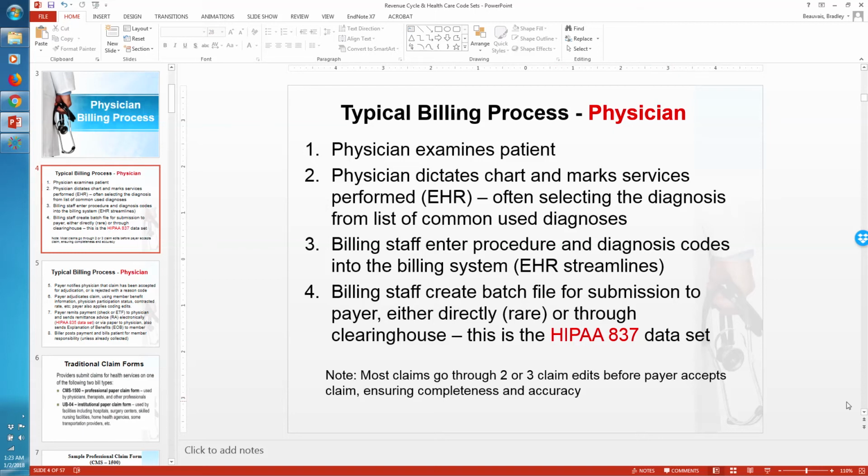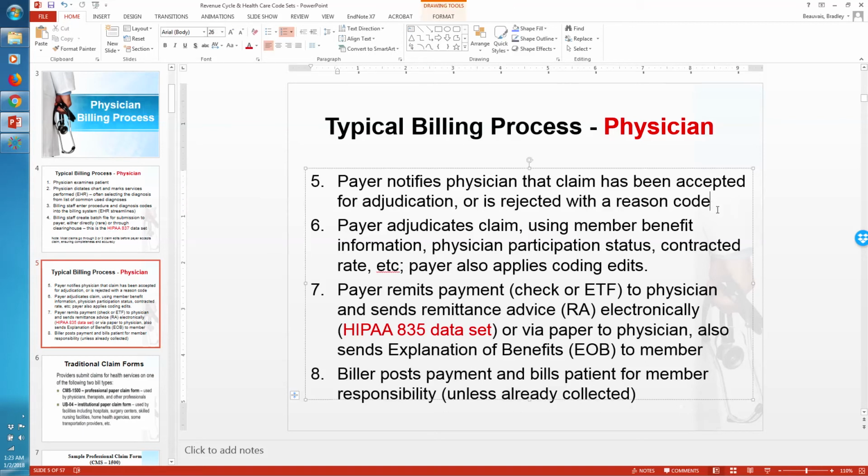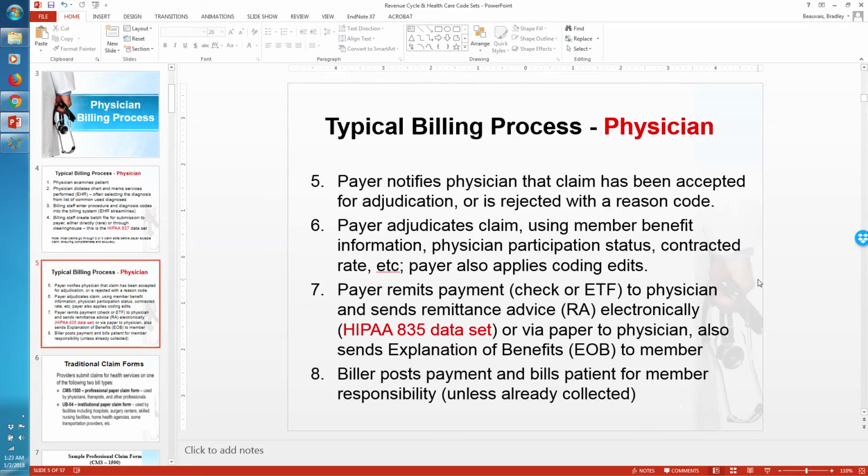I don't expect you to remember that, but you might end up coming across it at some point in the future. Okay, the payer notifies a physician that a claim has been accepted for adjudication or is rejected with a reason code. So this is where, hopefully, if we can use a processor, they will often do the pre-adjudication for us. If that does not occur, of course, that's the route that we would have to take through normal adjudication.